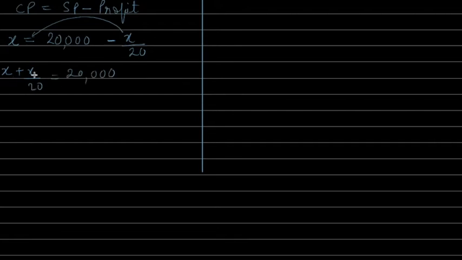Take the LCM. 20x plus x will give you 21x upon 20 is equal to 20,000. Now again we will do cross multiplication to calculate x. So x becomes 2 into 2, 4, and 5 zeros, so we will add 5 zeros, upon 21.